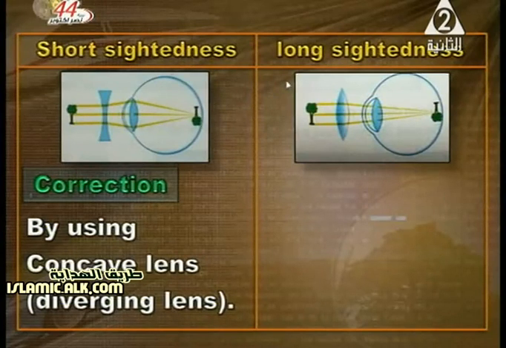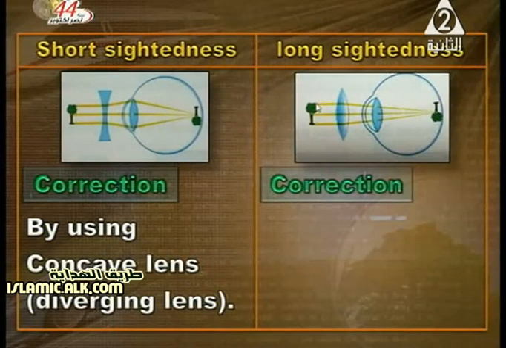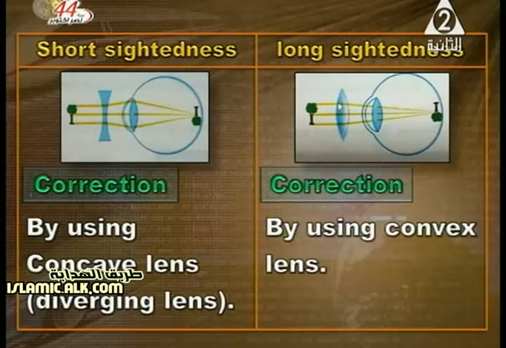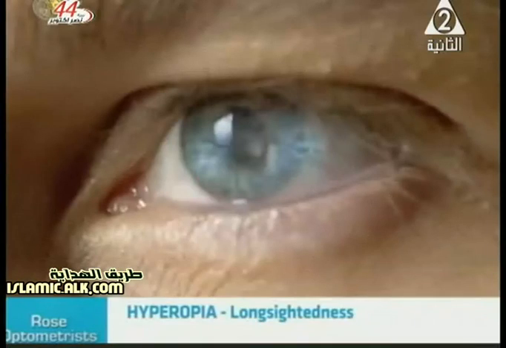How to correct long-sightedness? By wearing medical glasses with a convex lens to collect and converge the light rays after refraction, and they are collected again by the convex lens of the eye, so the image is formed on the retina. This is a video to show the long-sightedness vision defect.